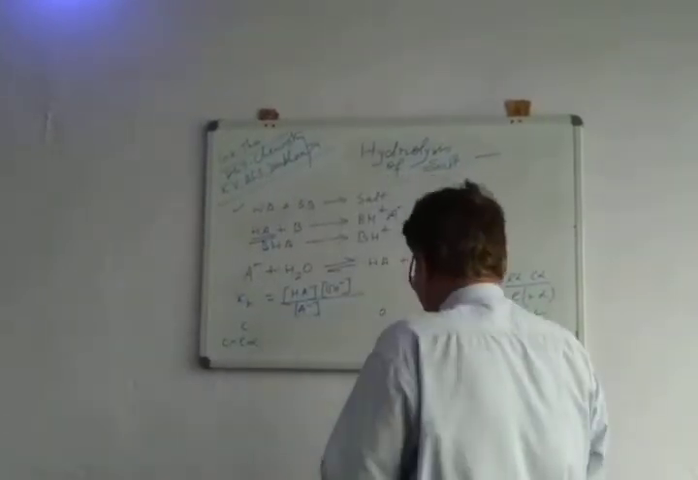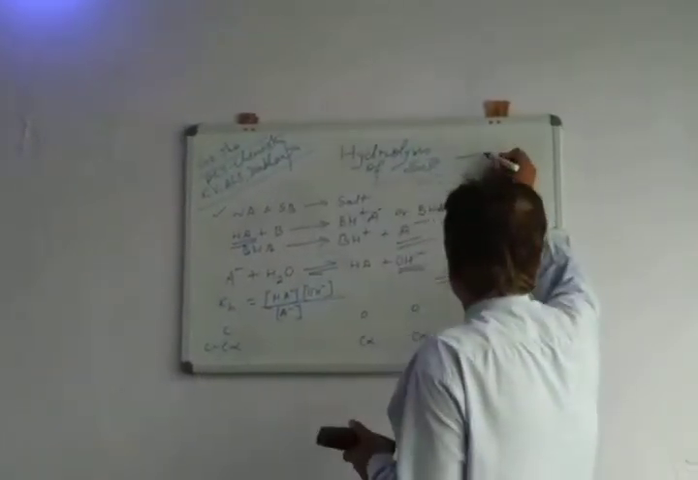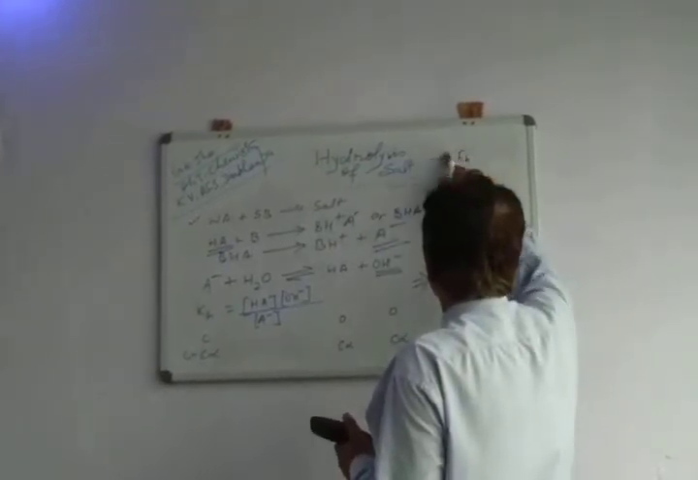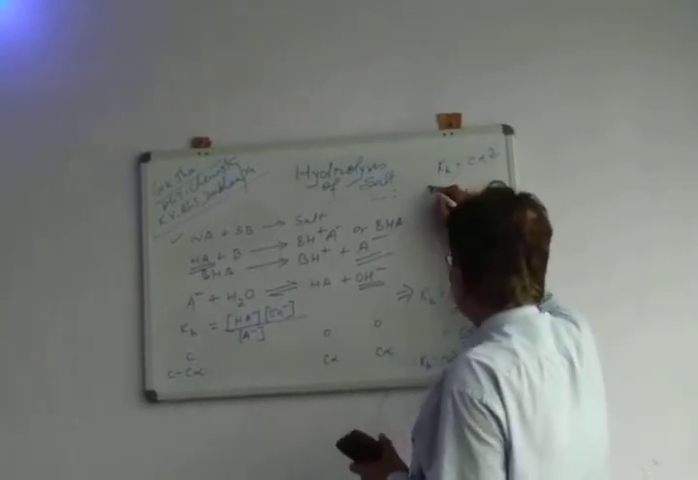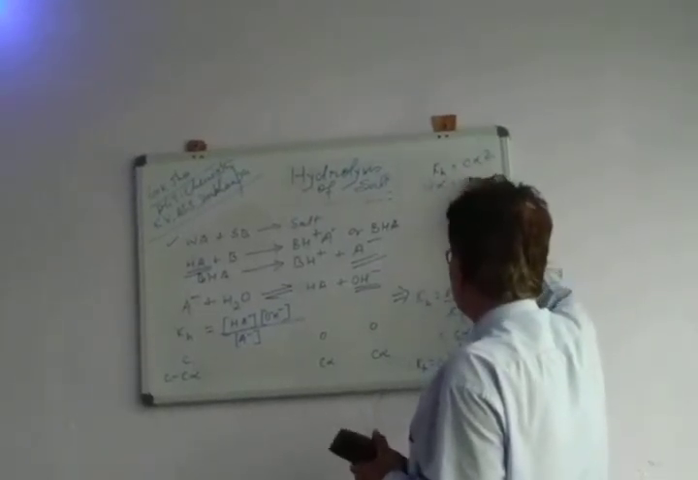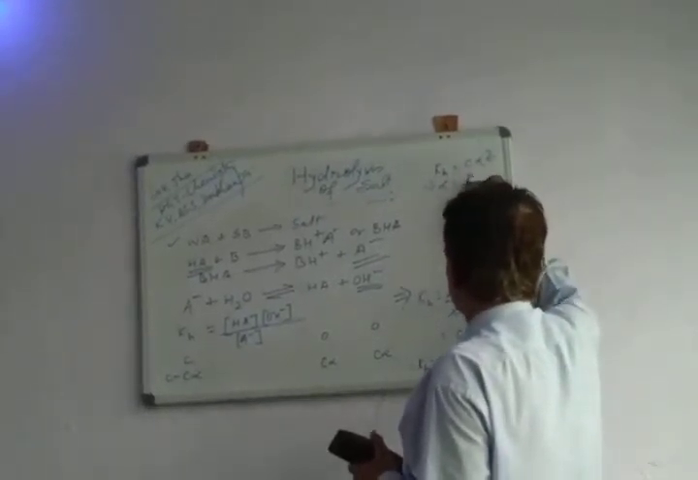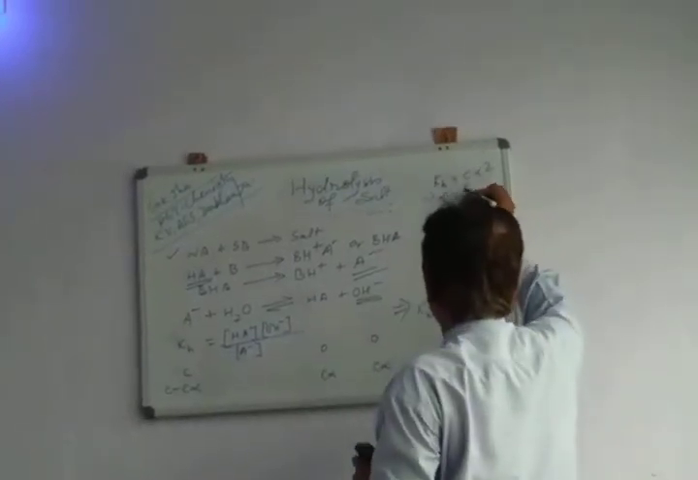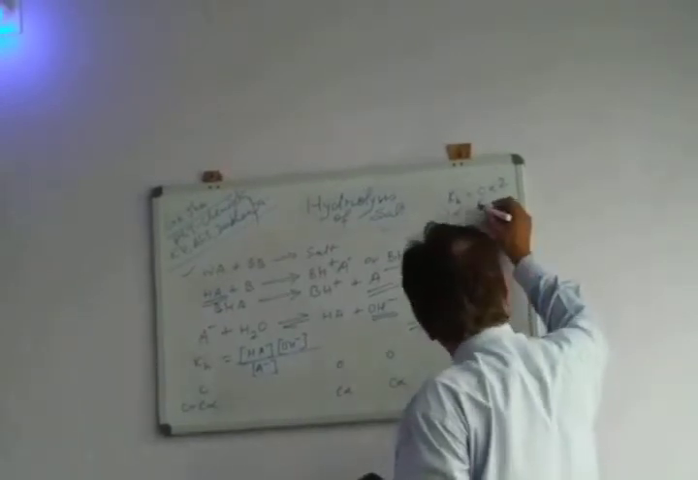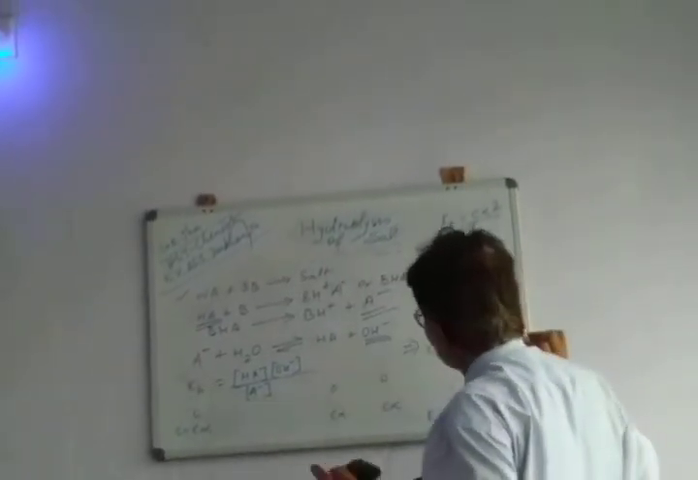So here we are noting an important thing. KH is equal to C alpha squared. That means alpha is equal to the square root of KH by C.